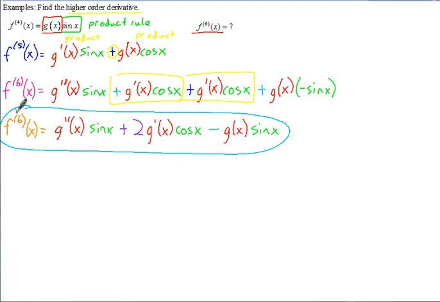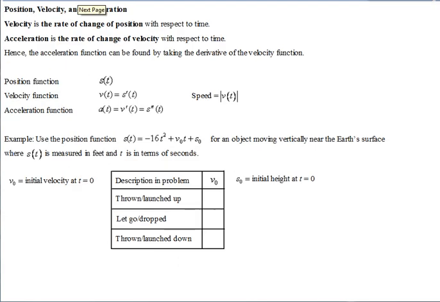Okay, now let's start taking a look at some applications in the real world of these derivatives. And what we're going to look at today is position, which tells you where something is, velocity, which tells you how fast something is going and which direction, and acceleration, which tells you how the velocity is changing.